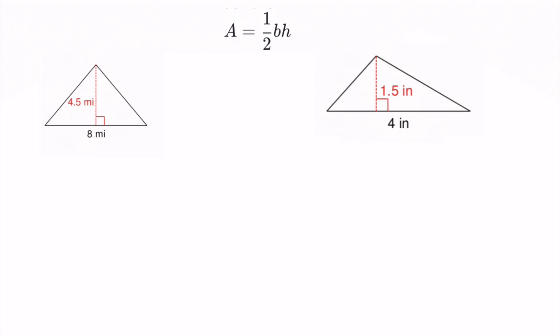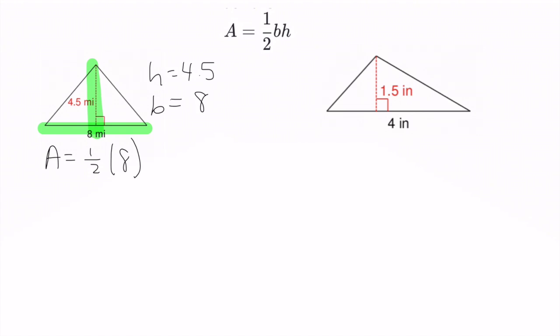So the base of a triangle would be the bottom, and the height is the height. So to set this up, we have a height of 4.5 and a base of 8. So the area equals 1/2 times 8 times 4.5.